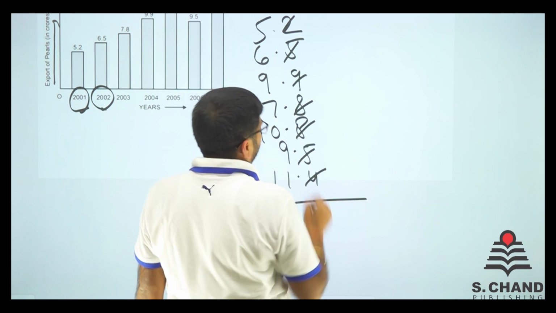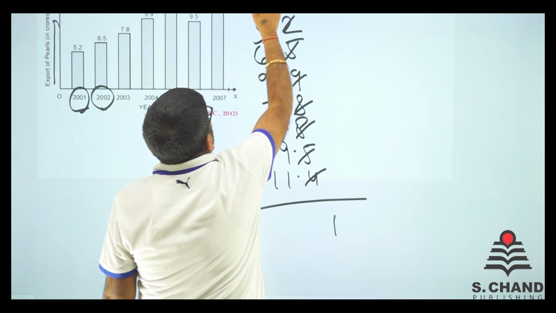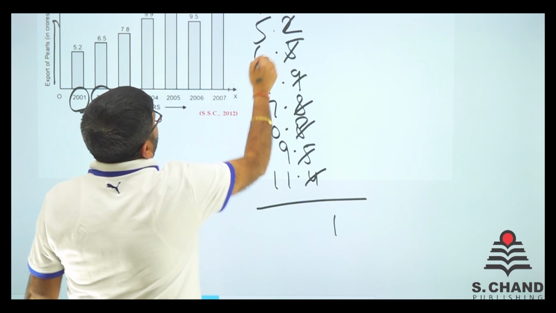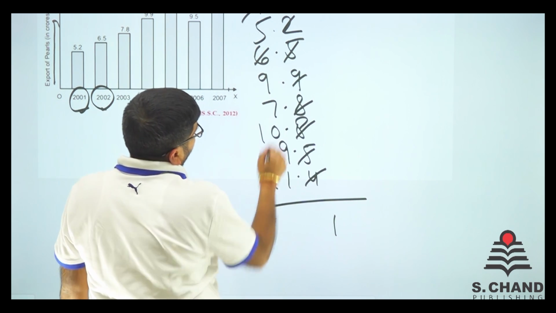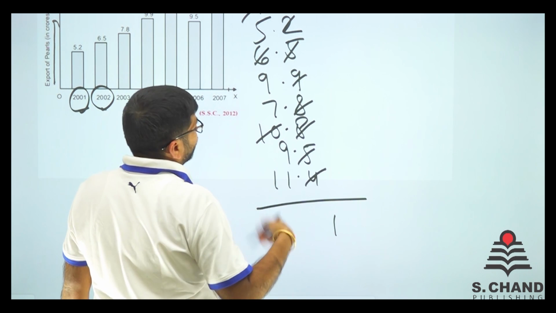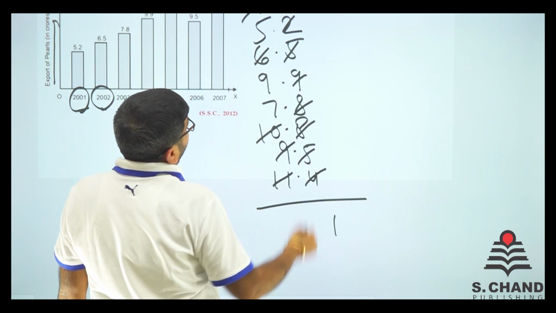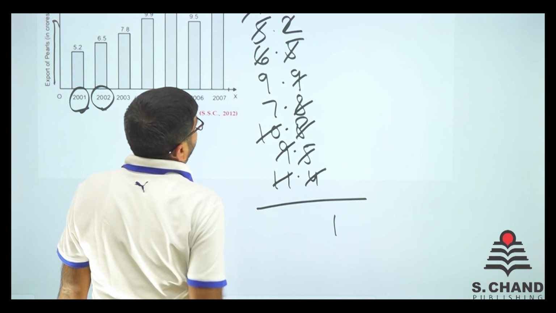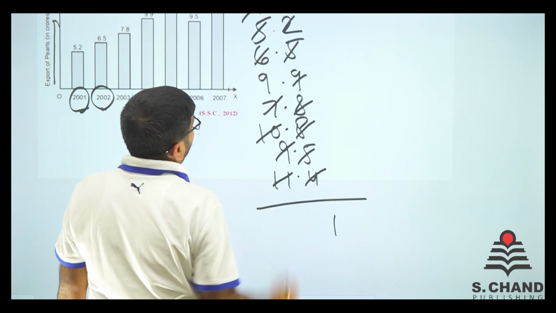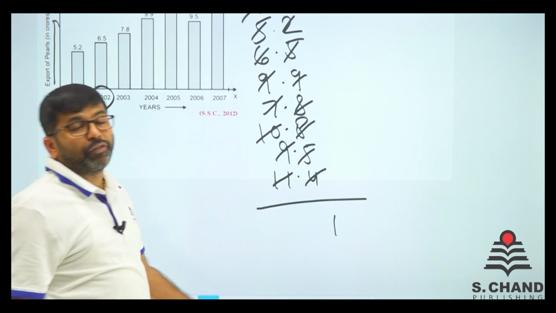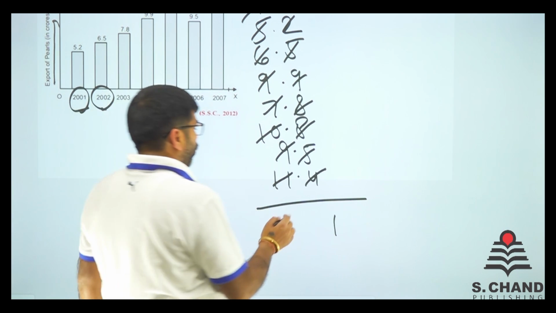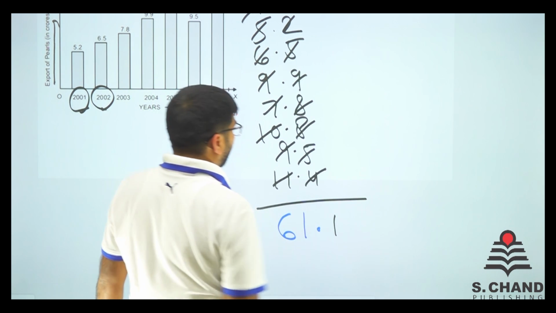33 and 8 is 41. So we have got 4 here. Now we have got 6 and 4, 10. 10 and 10 is 20. 20 and 20 is 40. 45. 45 and 7 is 52. 52 and 9 is 61. So the total is 61.1.